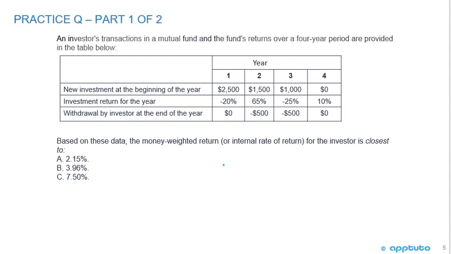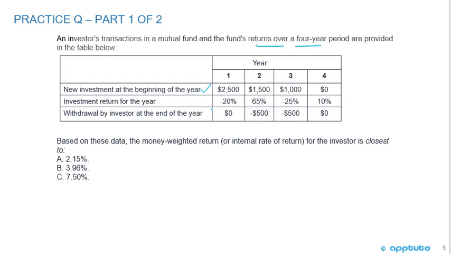Okay, here's an example of a question that, if it was on the CFA Level 1 exam, is definitely going to take you longer than 90 seconds. It's an investor's transactions in a mutual fund, and the returns over a 4-year period are provided in the table. So we have the new investment at the beginning of the year.